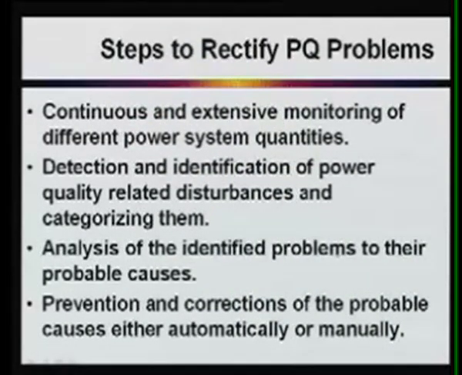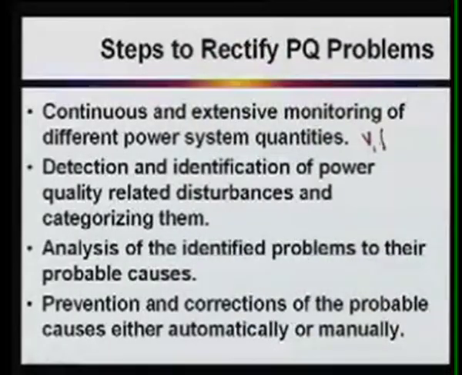Now once you have monitored and collected the information for these power system quantities, that is, your voltage, frequency, and the current if you are measuring, these three quantities can give information about all your PQ problems, or you can say disturbances. Once you have measured this, it is our duty to detect which type of power quality problem has occurred.